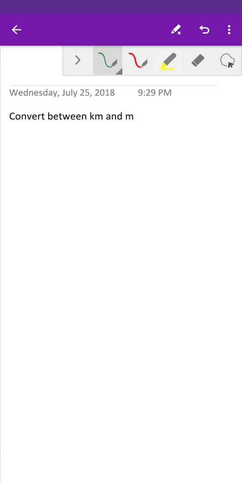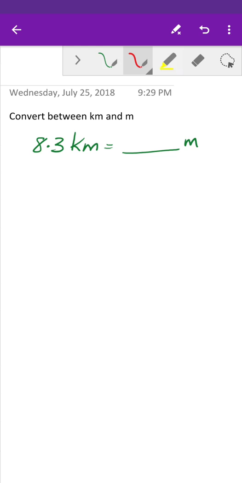In this lesson I'm looking at converting between kilometres and metres. Let's have a look at a distance. Let's say a road is 8.3 kilometres long and we want to express that in metres.